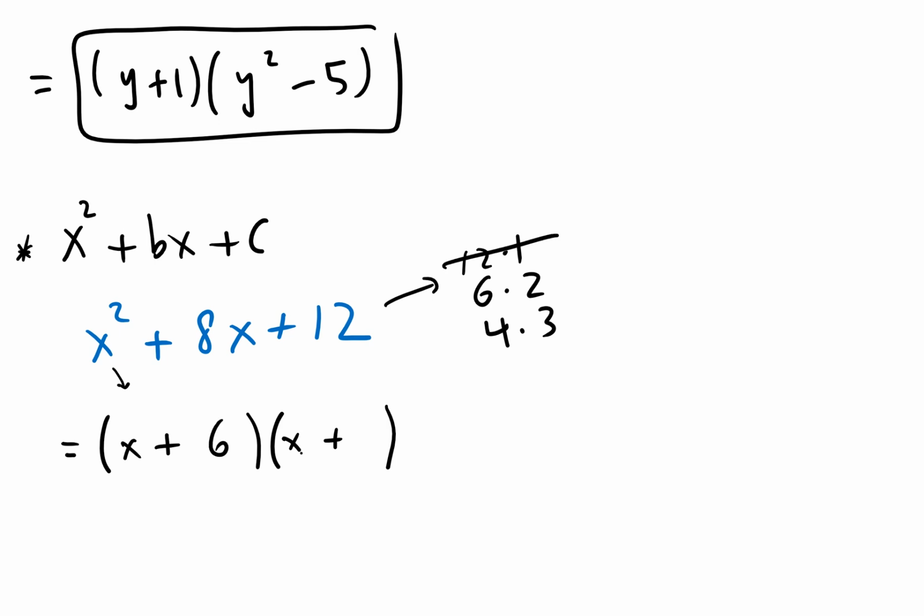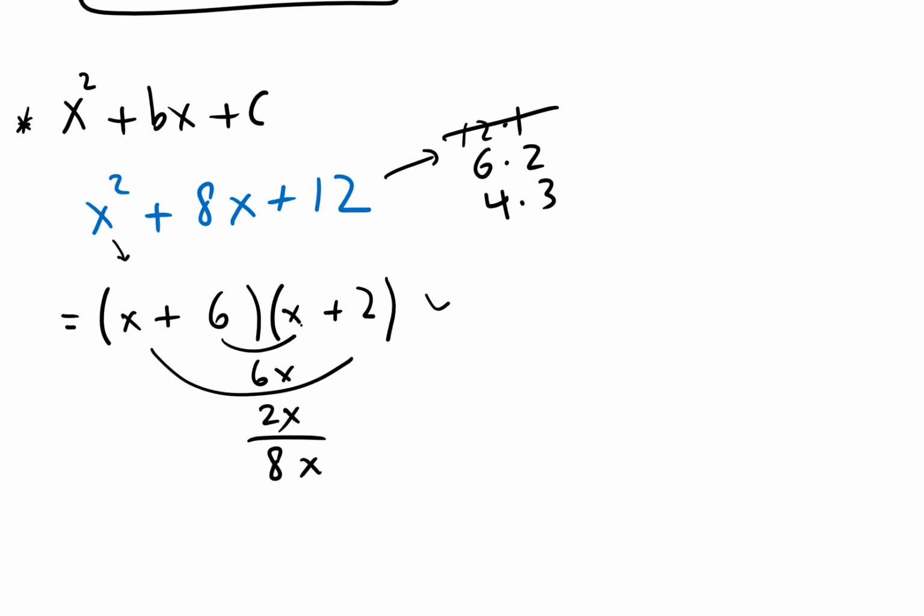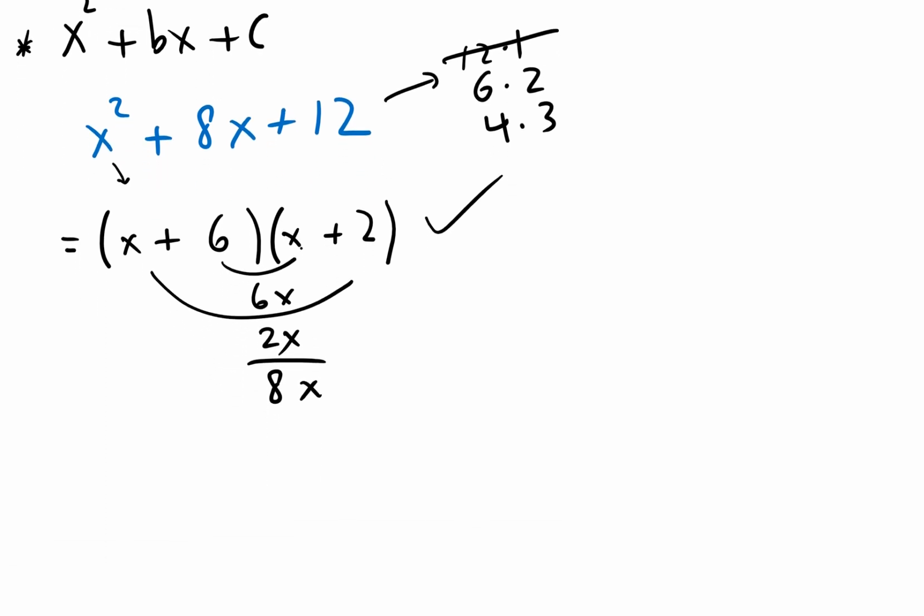We try 6 and 2. 6 times x, 6x. 2 times x, 2x. Add them up, you get 8x. That's the middle one, so that tells me it's correct. This method is called trial and error. You try, you make errors, and you try again, and you keep trying and trying.